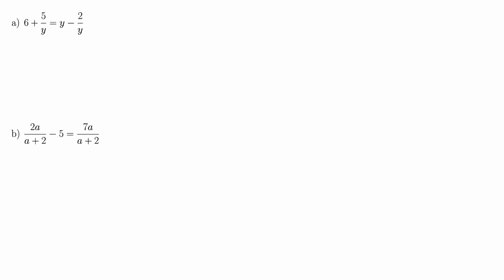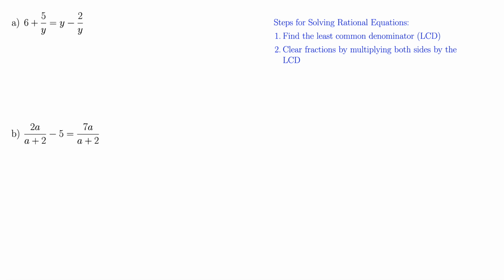In these examples, we want to solve a couple of rational equations. Let's bring up some basic steps to solve these kinds of exercises. There's really only two steps involved. The first thing you do is find the least common denominator, otherwise known as the LCD, and then you multiply both sides by that to clear fractions. So by the time you're done, you shouldn't be working with anything in any of the denominators.